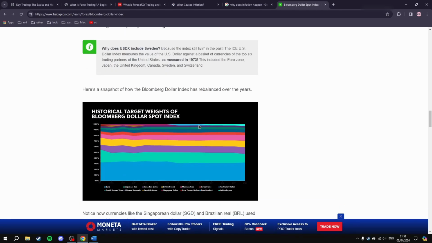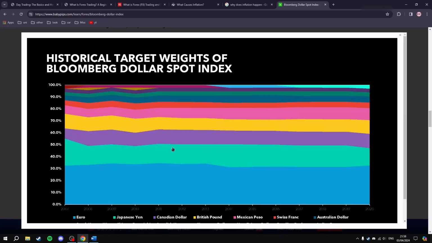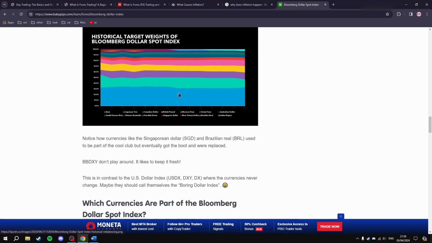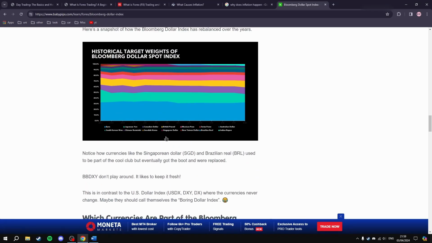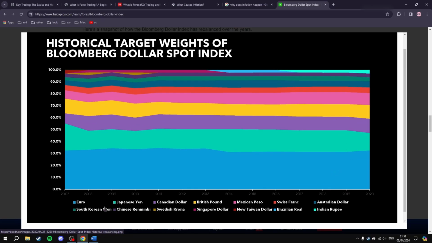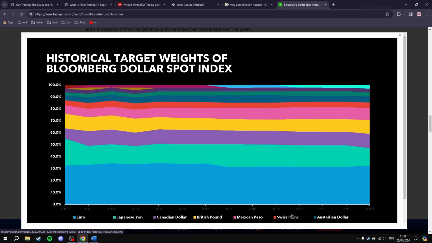Here's a snapshot of how the Bloomberg dollar index has rebalanced over the years. Oh, I hate these type of graphs because you can't even tell anything from these. Yeah, I'm not even going to bother trying to read that because I don't really know how to look at this. Notice how currencies like the Singaporean dollar and Brazilian real used to be part of the cool club, but eventually got the boot and were replaced. So that's the light blue one, Brazilian real. Guessing that's that bit there.